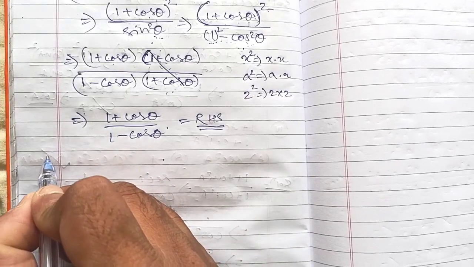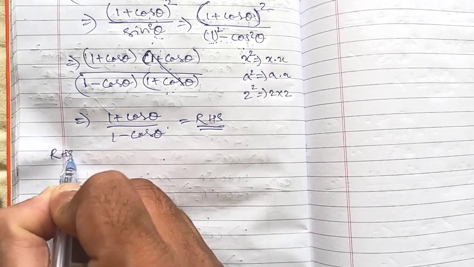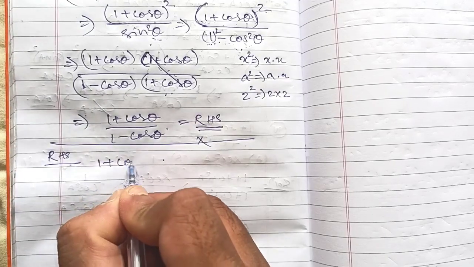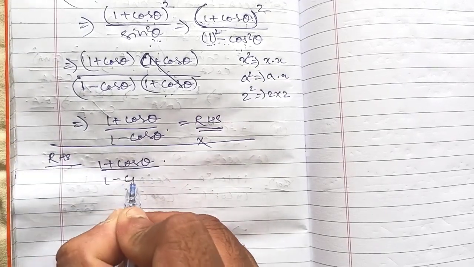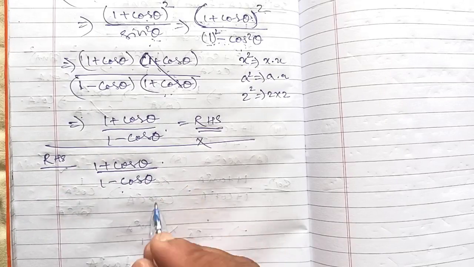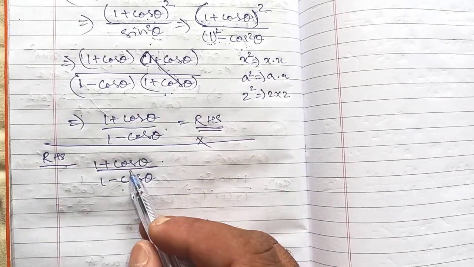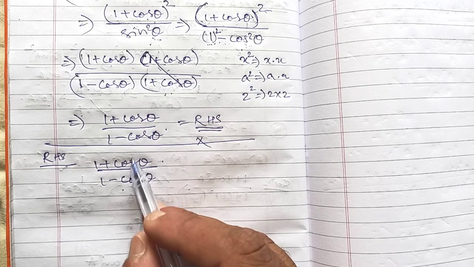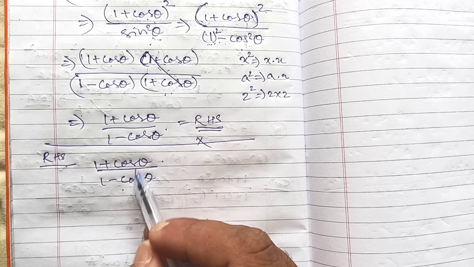Now I will take the RHS. RHS is (1 plus cos theta) by (1 minus cos theta), and we will go to LHS. What we have to do: whenever you get a question with a numerator and denominator without any power, that means the power of them is 1.